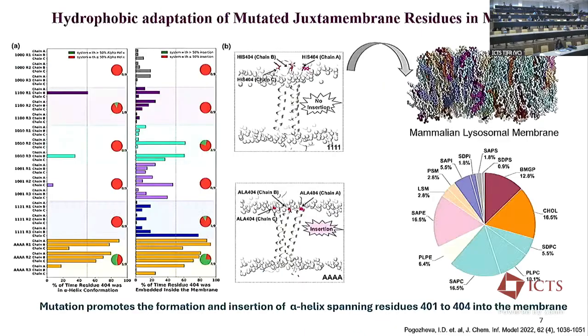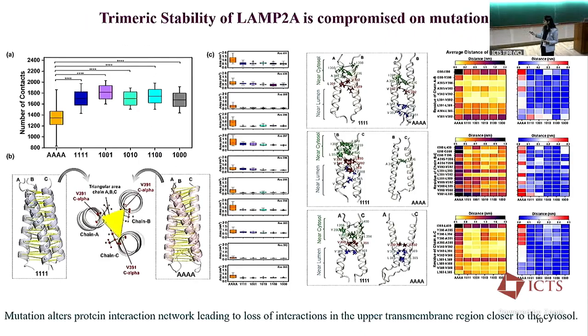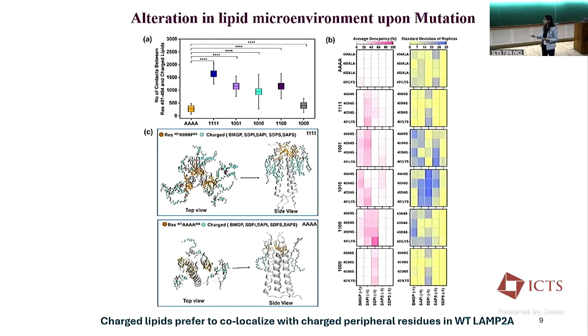We did see negatively charged lipids. It was very interesting to observe that these negatively charged lipids, which are PI and PS lipids, specifically SAPI, SDPI, and PS lipids, SAPS and SDPS, along with BMGP. The common thing among all of these lipids was that they are all negatively charged. So these lipids were preferentially associated with this LAMP multimer. And probably this lipid microenvironment is regulating the functionality, which was absent in the mutant. So yeah, this was a very interesting thing which we observed and which you also pointed out.